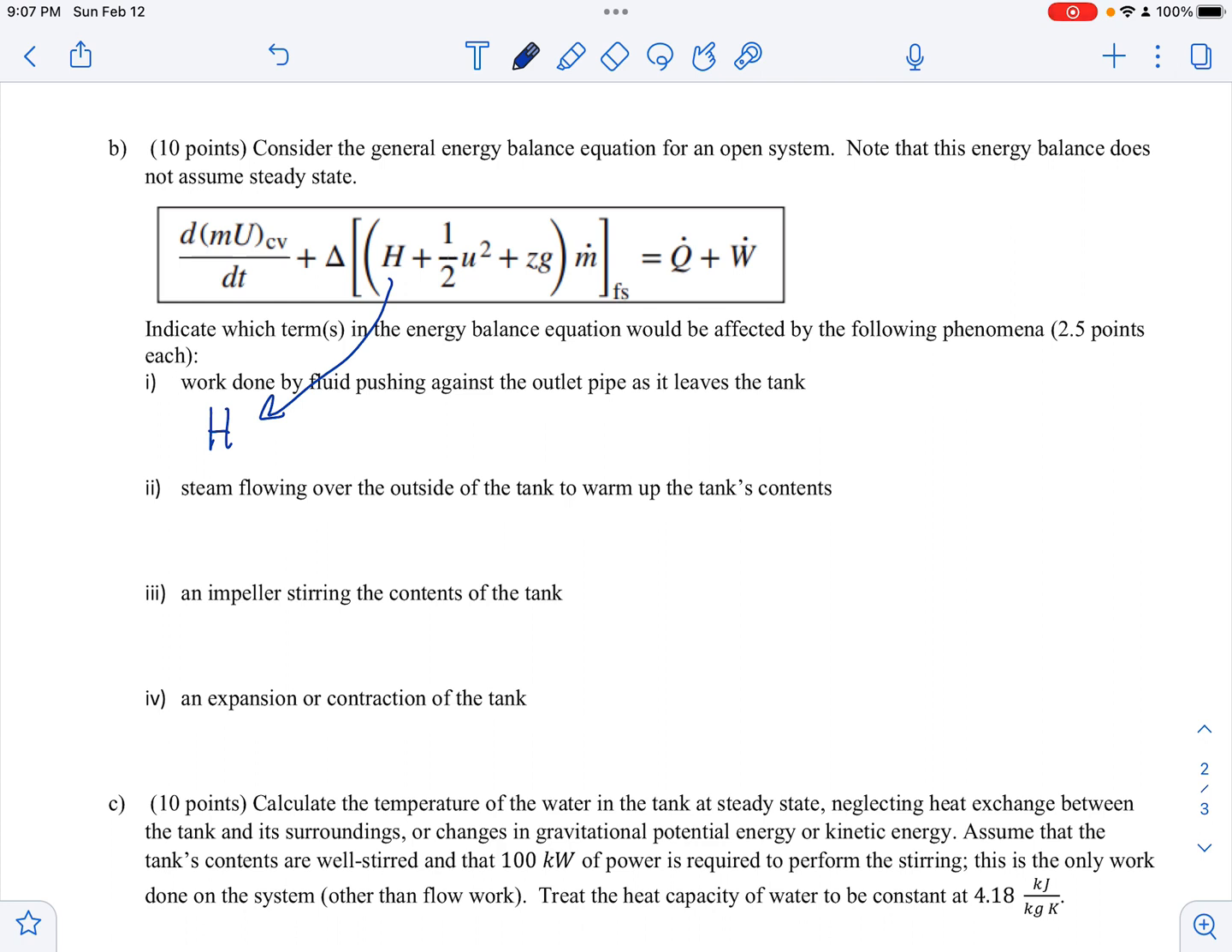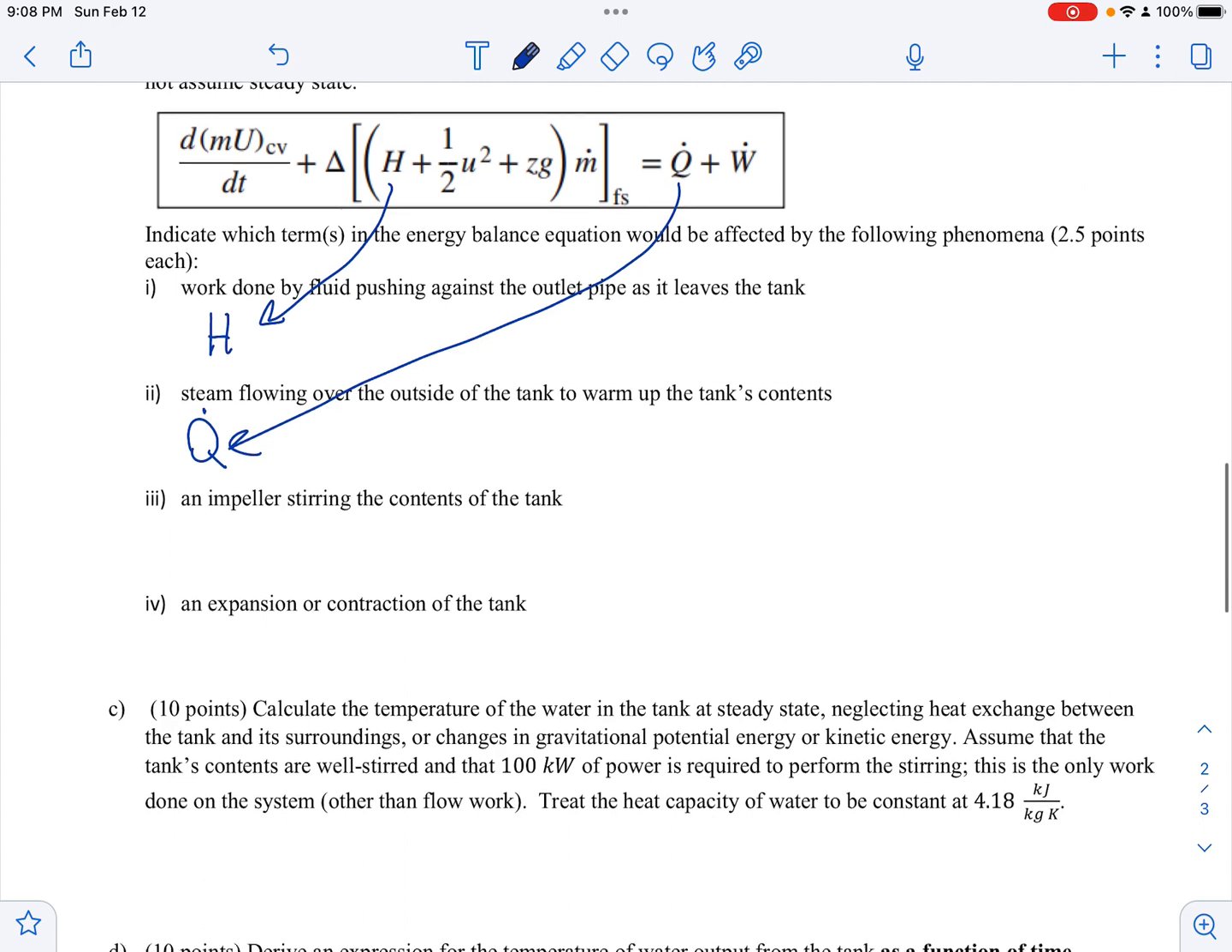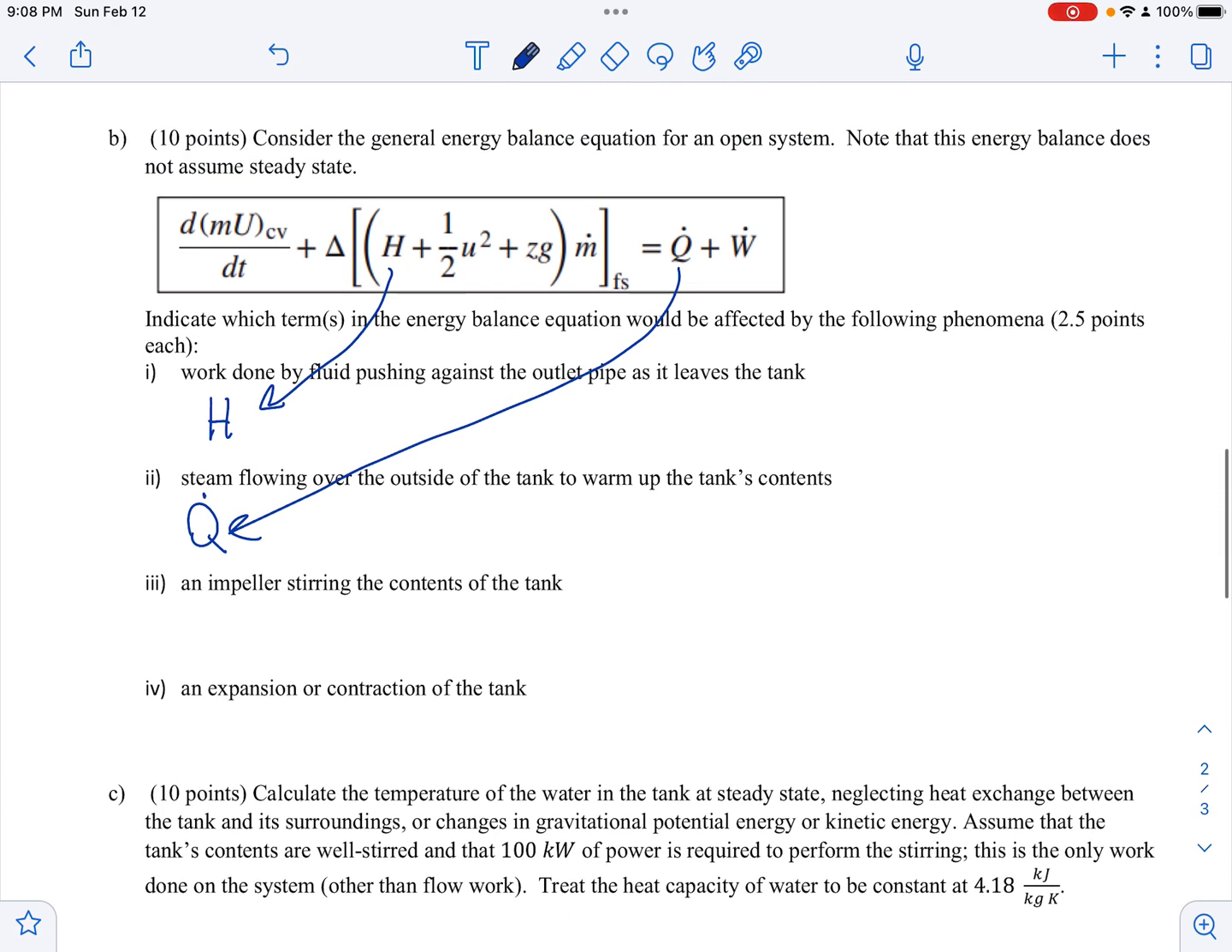Remember, when we originally did the balances, we were balancing energy, but then there was a PV work term that was associated with the work required for fluid to enter and leave the tank. Number 2 is steam flowing over the outside of the tank to warm the tank's contents. Well, that would be Q. That'd be this term. That would be heat entering the tank. The steam is outside the system technically, but it can exchange heat unless it's insulated.